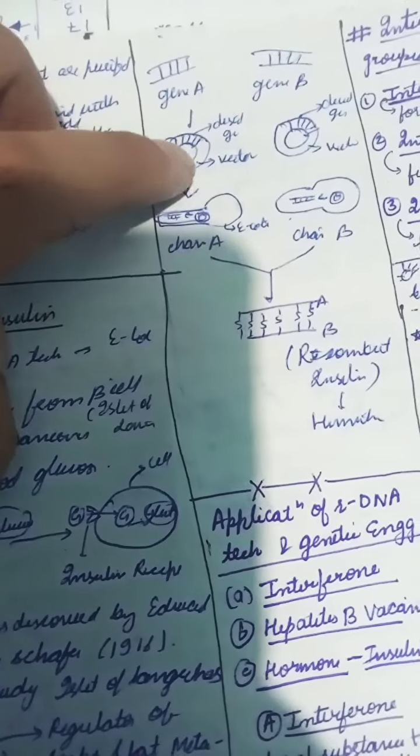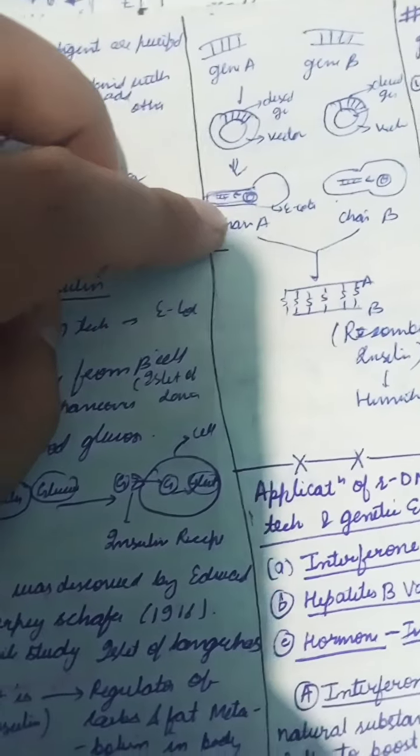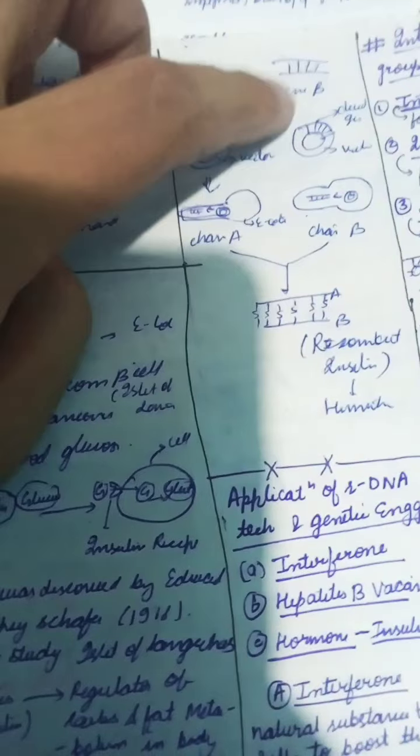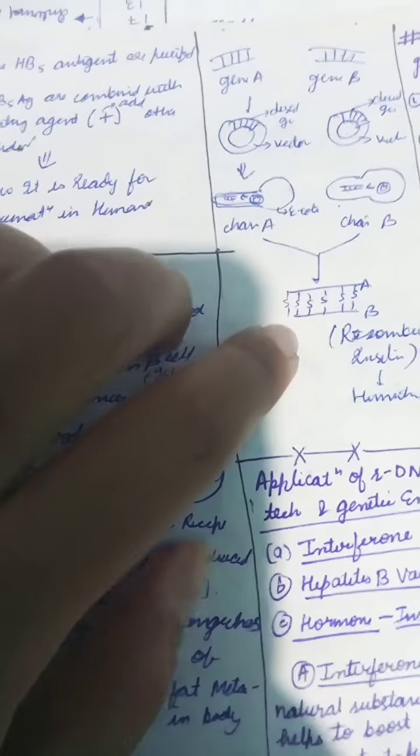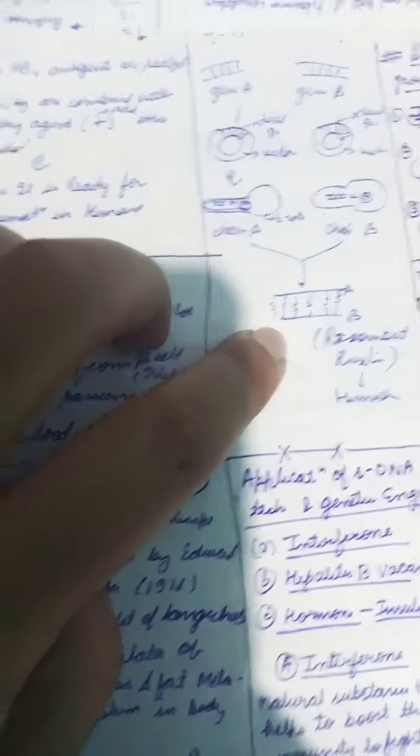Then we recombine them and then we transfer into the vector in E. coli. We will synthesize A and B genes separately, and then we isolate A gene and then B gene, and we will do the recombination of the insulin.